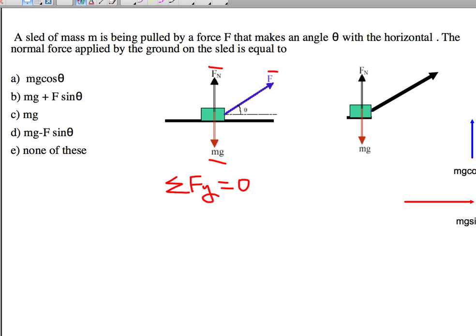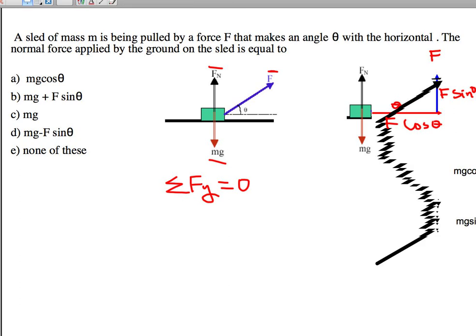That applied force can be resolved into two components: a horizontal component and a vertical component. If this force is F and this angle is theta, then this is F sine theta and this is F cosine theta. That's because the blue vector is opposite the angle. So what that means is now we can actually remove this, and all the forces that are on here are these three, in the Y direction at least.